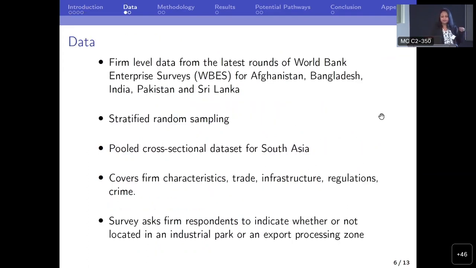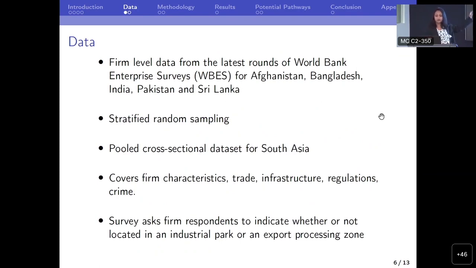So the data that I'm using comes from the latest rounds of the World Bank Enterprise Surveys. The World Bank Enterprise Surveys are a nationally representative data set for a whole number of countries. These survey instruments have, in the last many years, been standardized so that these data sets can be aggregated across time, country, and regions. And so that's exactly what I do.